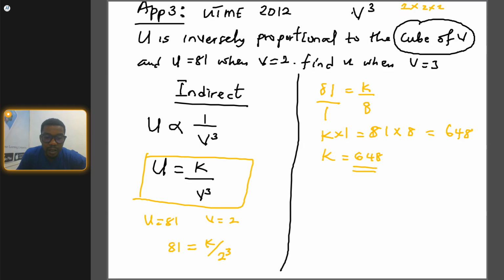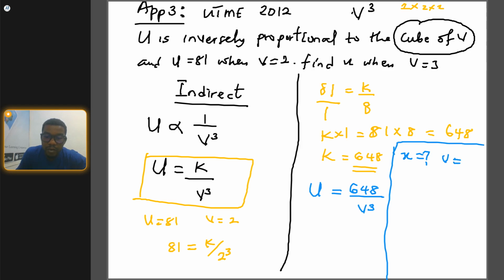Now we have to rewrite the relationship. U is now equal to 648 over v raised to power 3. Now we need to find u, sorry, not x, we need to find u when v equals 3.